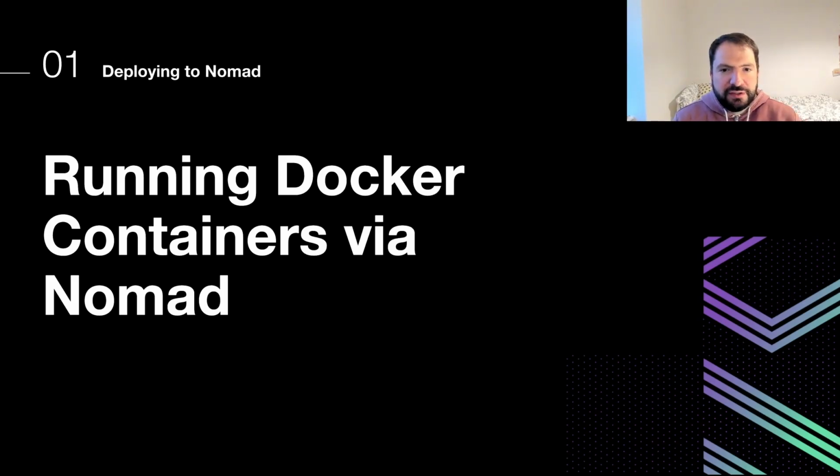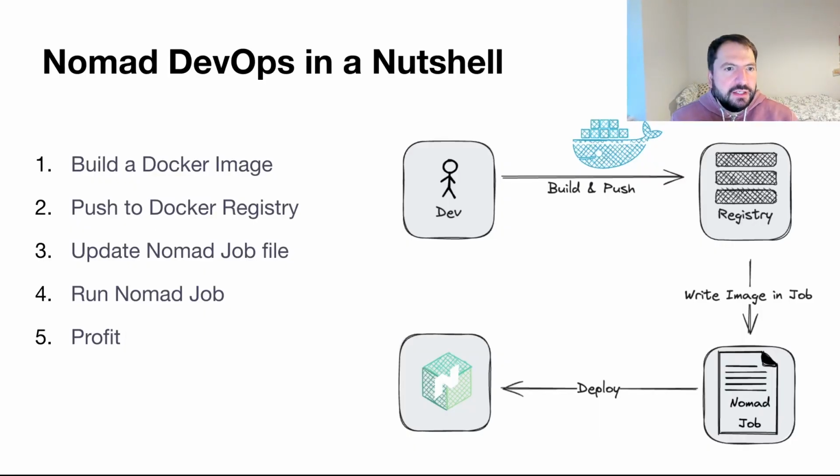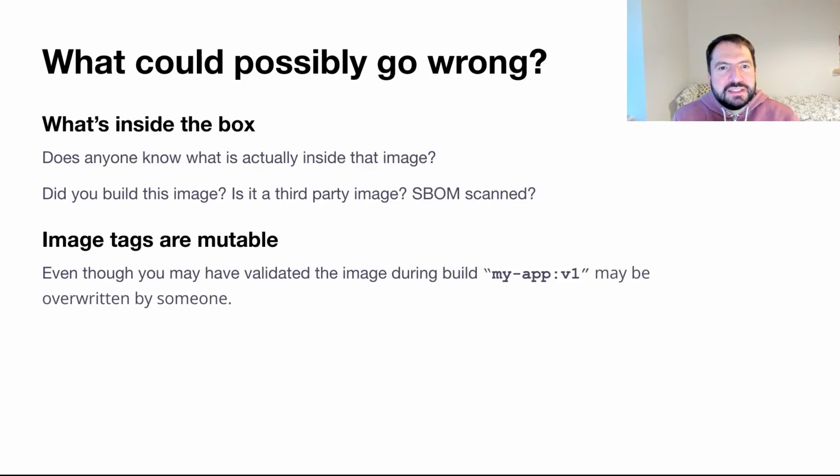Therefore, we usually run Docker containers in Nomad. And this Nomad DevOps cycle looks a little bit like this, oversimplified. The developers build a Docker image, they push it to a registry, they take the version they just pushed to the registry and write it into the Nomad job file, then they submit it to the Nomad server, and everything comes to life.